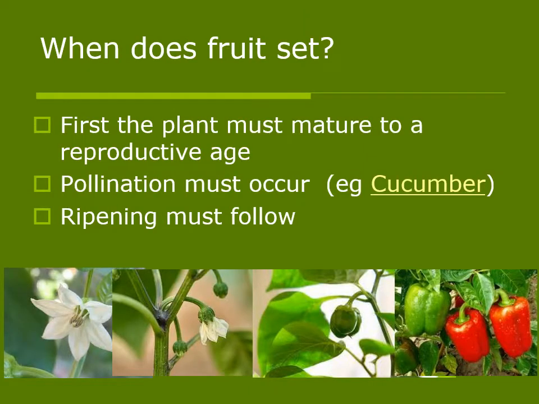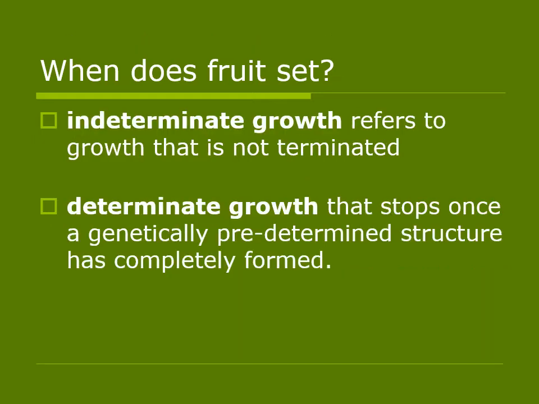So obviously, first the plant has to mature, then we have to have pollination, and then we have to have ripening. That's the process. I think by now you see that. This link here takes you to a video on pollinating cucumbers, which you might find interesting. There's lots of videos about fruits because people are fascinated by them, so no shortage.